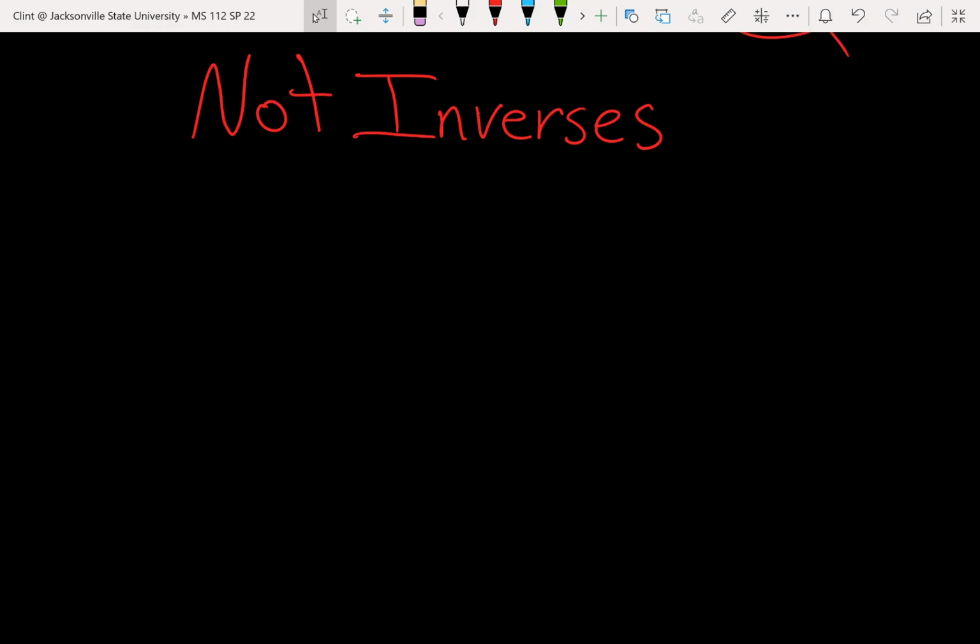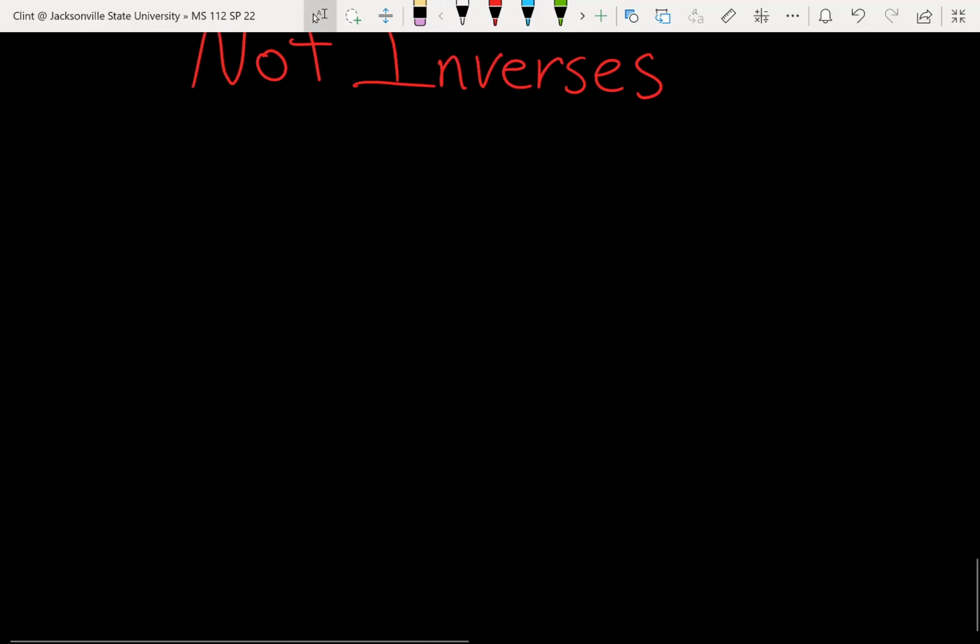Most of the functions that have inverses in 112, we can find. It's not always the case, but most of the functions we'll deal with, we can find. So, if we know a function has an inverse, how do we find it? Here's the process.